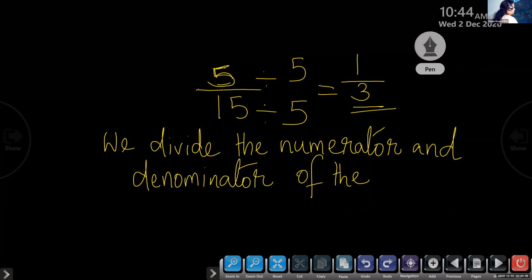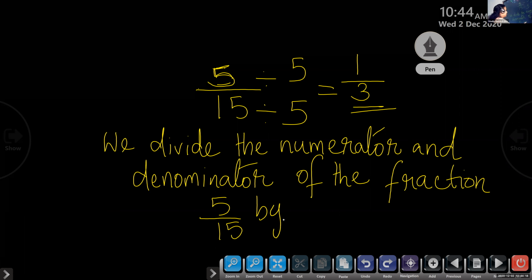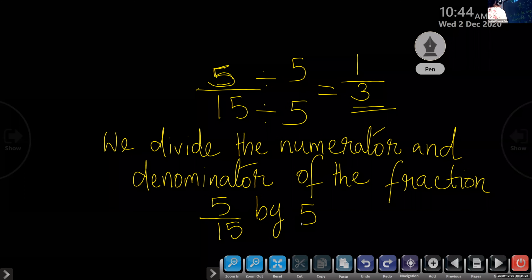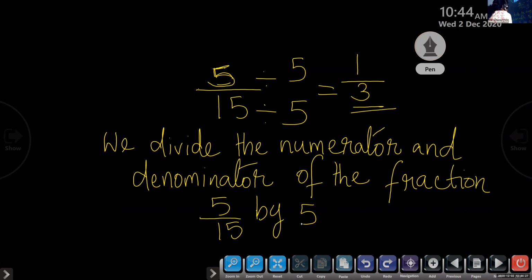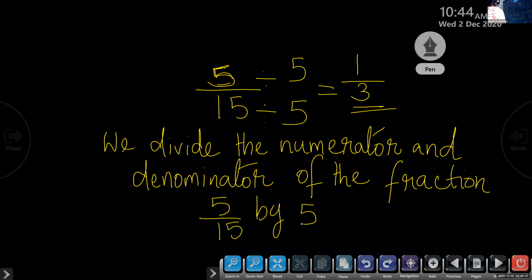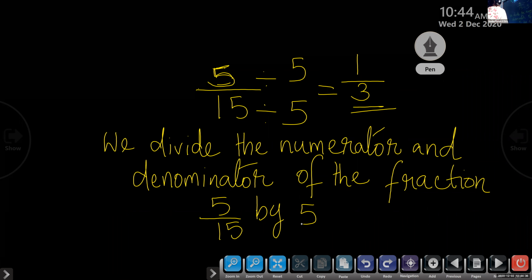We are writing the step here for the fraction 5 by 15. By which number are we dividing here? By 5. So we divide the numerator and denominator of the fraction. Which fraction is given? 5 by 15, divided by 5. By which number? By 5. So we completed question number 21.